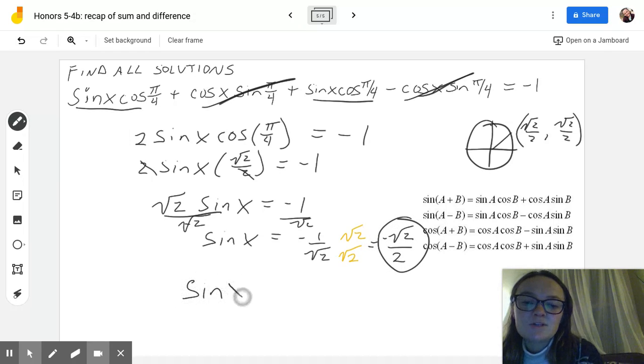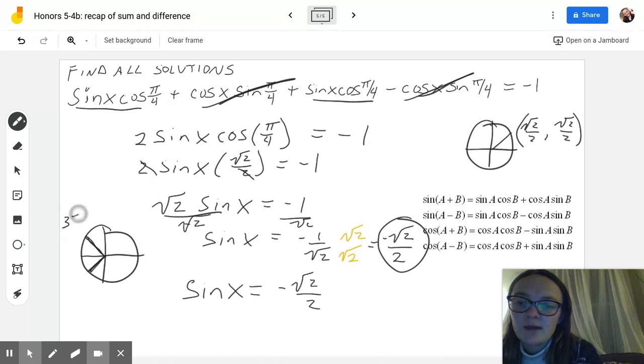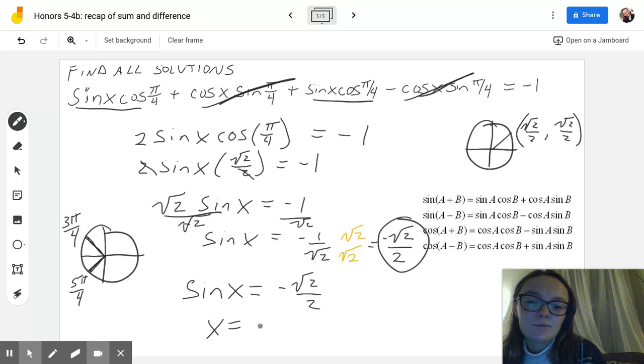The question is, when does sine of x equal negative radical 2 over 2? Well, let's go on my unit circle and find out, hey, when do I have a y value of negative radical 2 over 2? That happens here and it happens here. It happens at 3 pi over 4 and it happens at 5 pi over 4. And so the official solution here, and it did not give me an interval at all, so I'm going to have to write this generically. I'm going to get 3 pi over 4 plus the period, which is 2 pi n, and I'm going to get 5 pi over 4 plus the period, which is 2 pi n. And that right there is the solution.